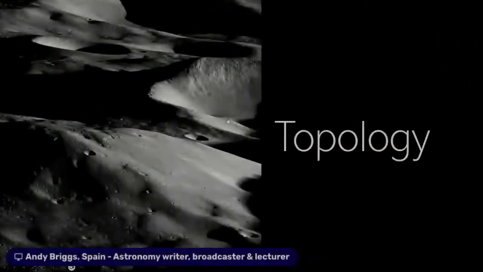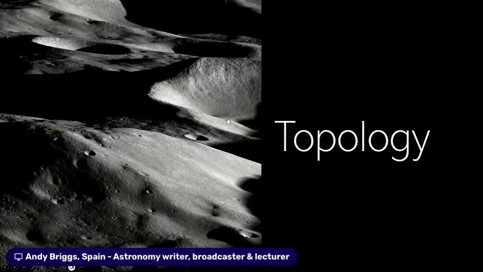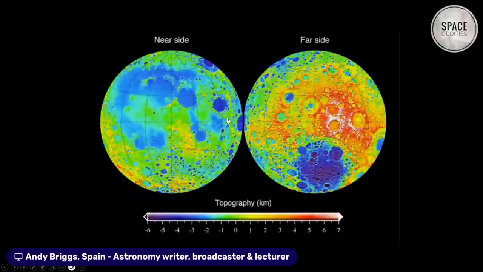Okay, so there we are. Those are the moons of the week. We'll start by having a look at the actual topology of the lunar South Pole. This is a beautiful image of the lunar South Pole taken by the Lunar Reconnaissance Orbiter. Extremely haunting, really weird landscape. But let's talk about it.